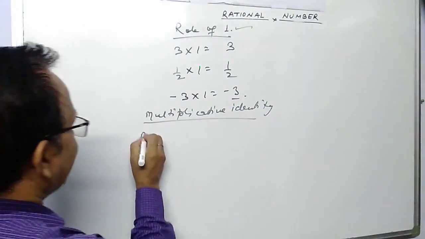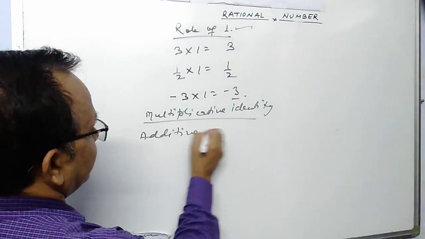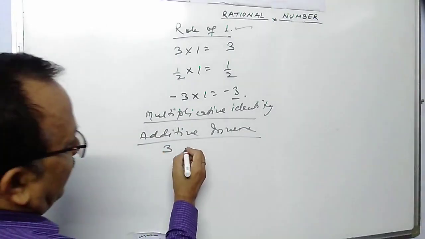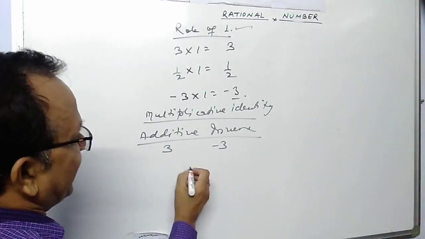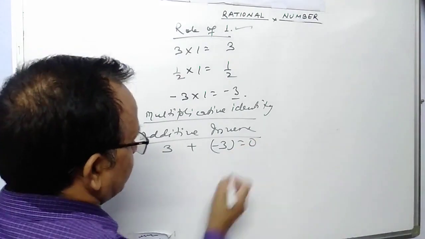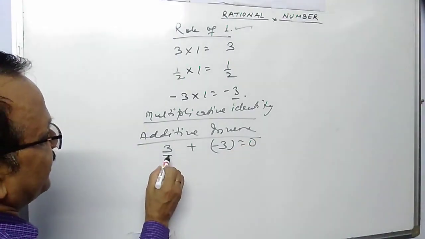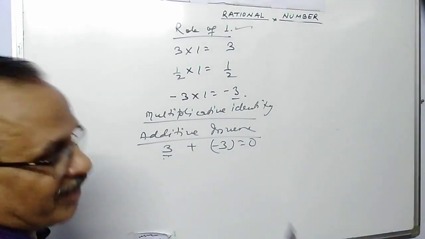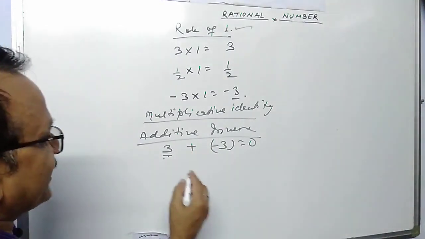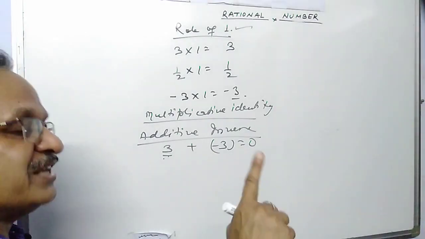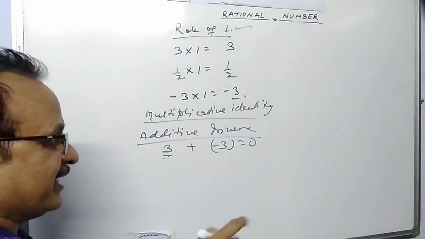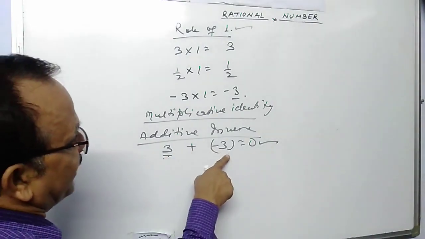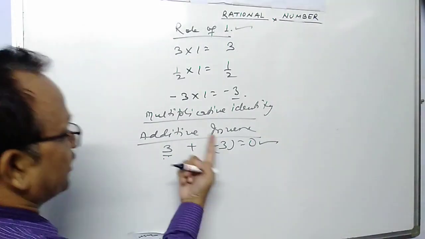Next thing is additive inverse. Suppose a number 3 is there and minus 3 is there. When we add these two numbers, we will get 0. That is, we can say 3 is the negative of minus 3 or minus 3 is the negative of 3. That is, a number and its negative, when added, the resultant is 0, then we can say that the additive inverse of 3 is minus 3 or the additive inverse of minus 3 is 3.